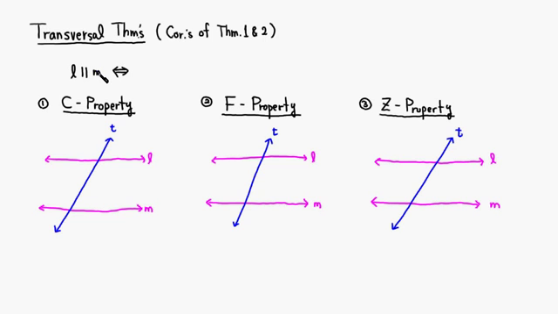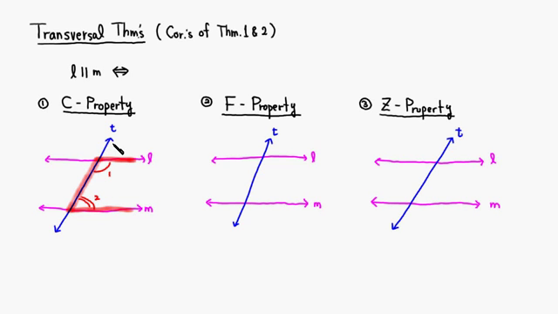So C property, so we're looking at, let's see if we can do this. The reason why it's called C property is the letter C, it goes something like this, right? You can see that the angles involved here would be this angle and also that angle. I'm going to call this angle 1 and angle 2.